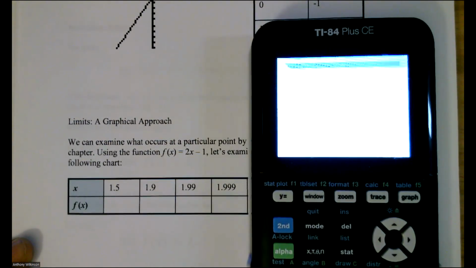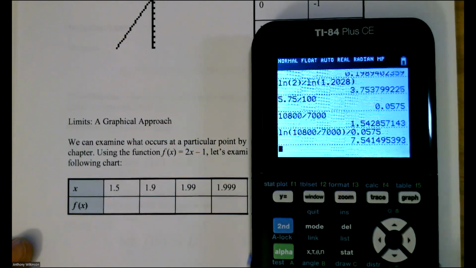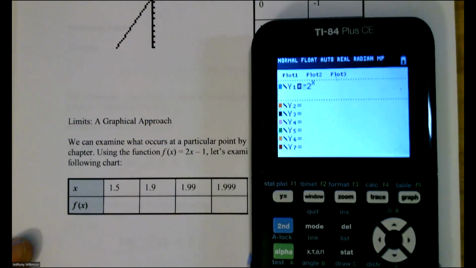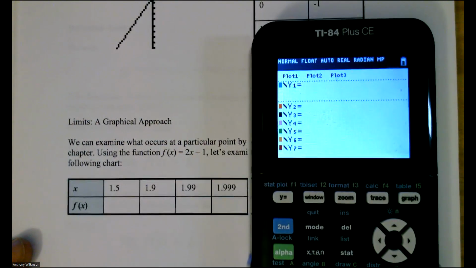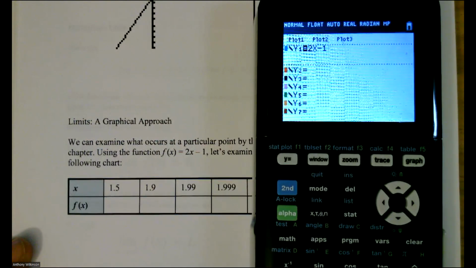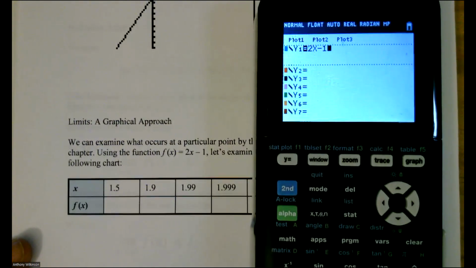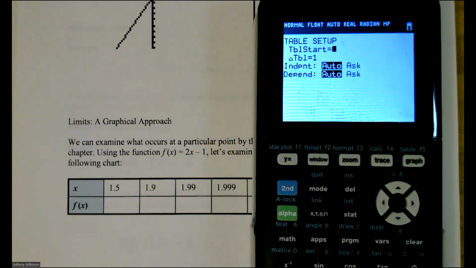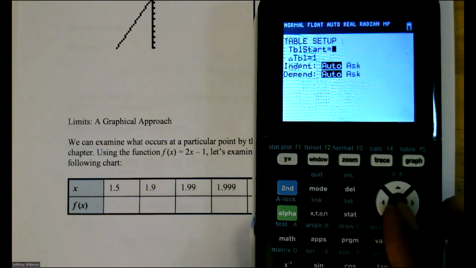Let me do this in the calculator. Let me clear this out. Suppose I go to y equal and clear that equation out, and then type in 2x minus 1. So I type in the 2, the x key for the x, and minus 1. Now here's what I'm going to do. I'm going to press second and table set. Notice for the independent and the dependent, they're both highlighted at auto. I'm going to go ahead and enter these myself.